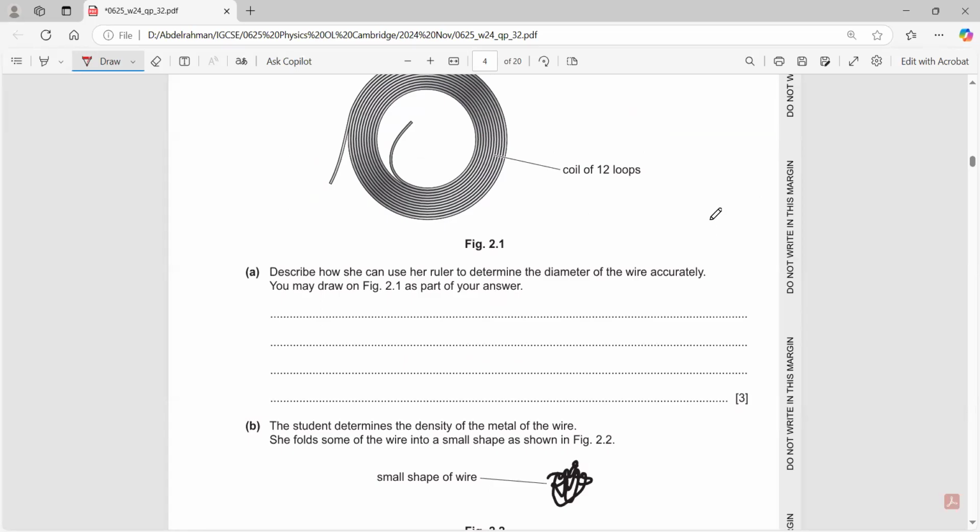So how can she find the diameter? You need to put the ruler on top of the coil and measure the total thickness of the coil. So it's 12 loops. Put the ruler on top of the coil, measure the total thickness.